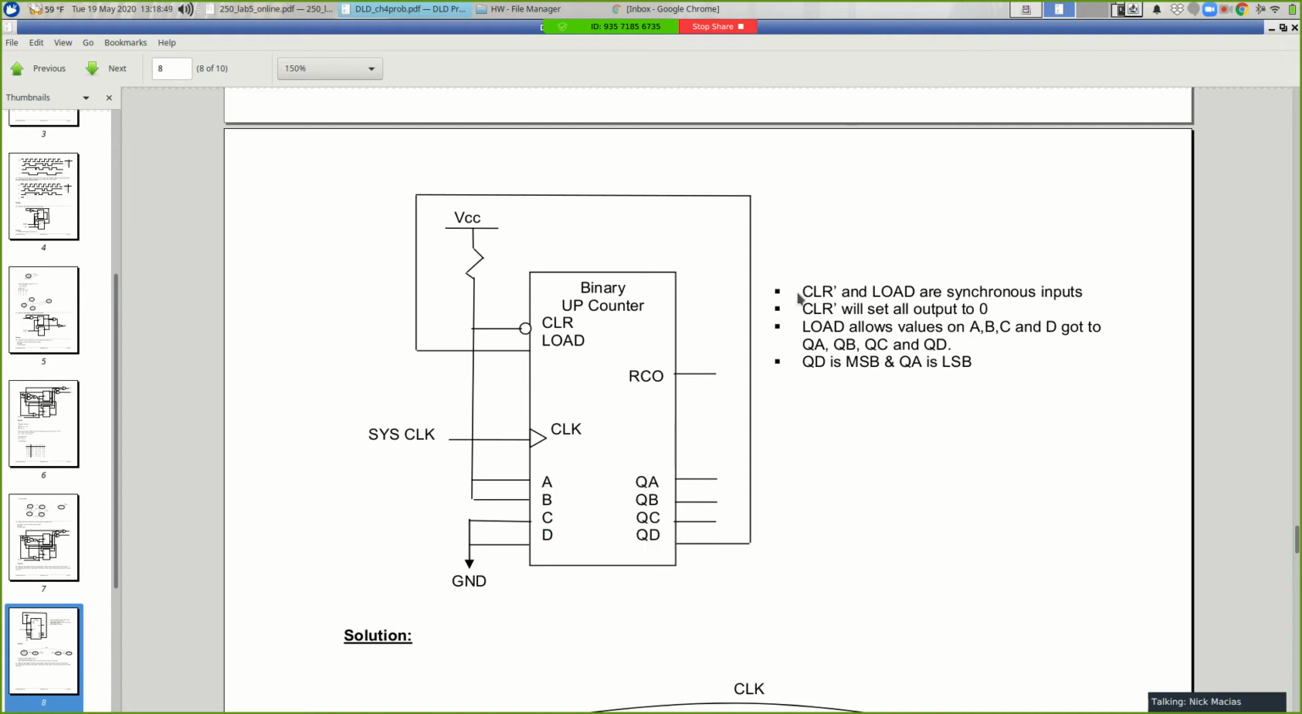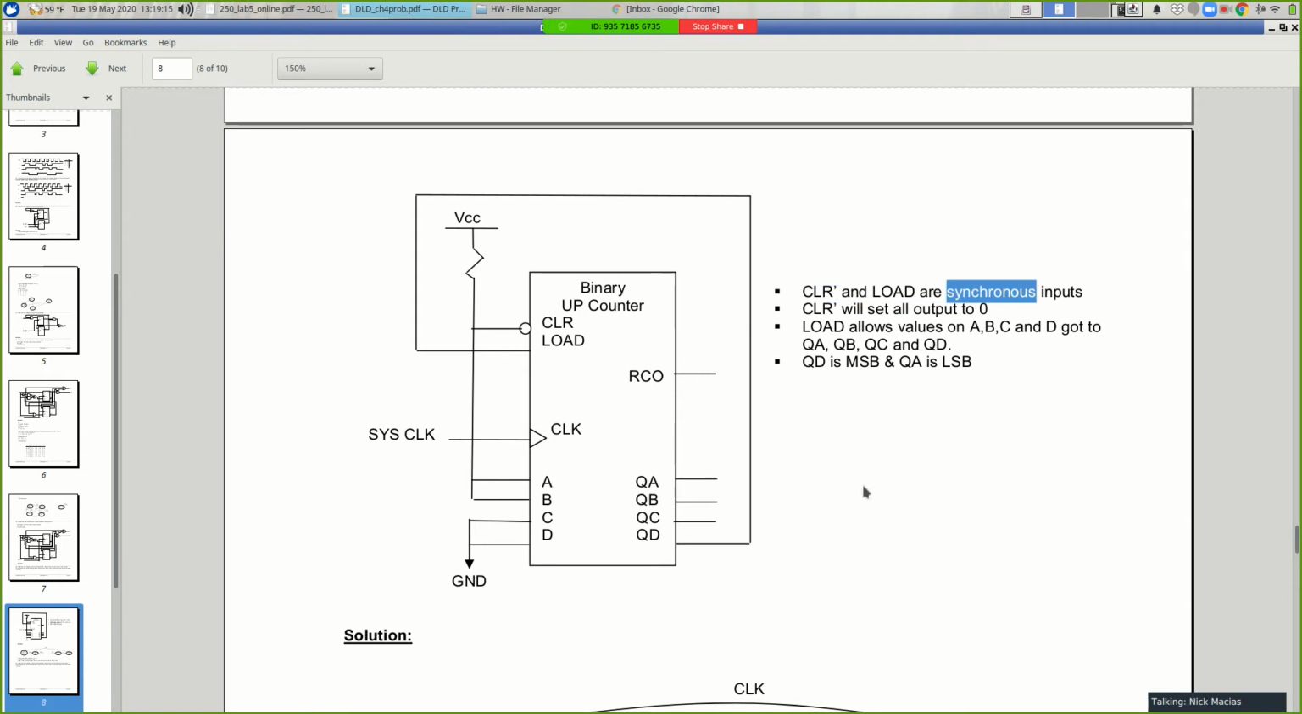Okay, the last thing is you're told that these inputs are synchronous, which means they don't do anything until the clock ticks. So I can set the load line high, I can set the clear line low, which should definitely change my outputs, but nothing will actually happen until the clock tick. And if when the clock ticks, this is not asserted and that's not asserted, then they have no effect. Okay, that's what synchronous means.